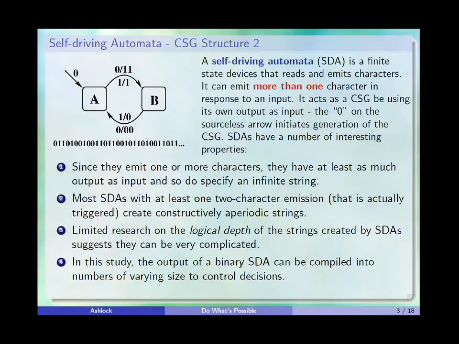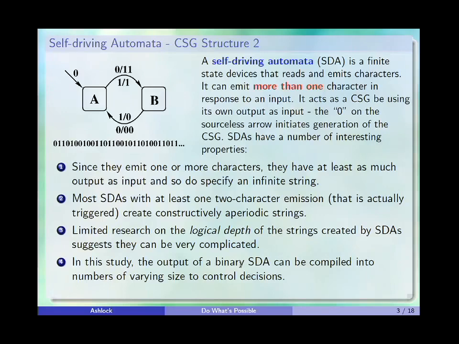It's a self-driving automata. And notice that it's Mealy architecture, so if you're in state A and you see a 0, you go to state B and you cough out 2 1s. The fact it can cough out more than one character means that you can drive its input with its output to generate an infinite string. This thing goes like 0, I see a 0, 1, 1, I see a 1, 0, I see a 1, 1, I see a 0, 0, 0. And so it generates this string.